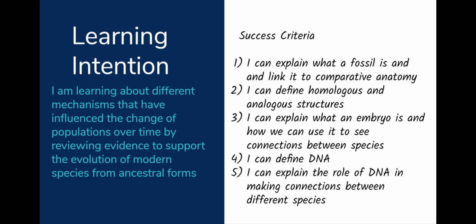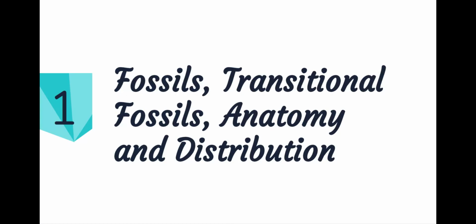Comparative anatomy, you may remember that term from yesterday, talking about Buffon and Cuvier, defining within comparative anatomy homologous and analogous structures. I want you to be able to tell me what an embryo is and see how it creates connections between species, define DNA, and explain the role of DNA in making connections, again, between different species. We're going to start off in fossils, transitional fossils, anatomy, and distribution.